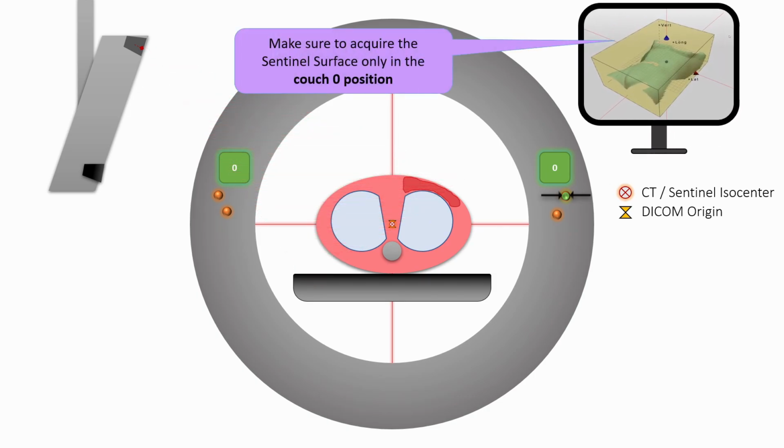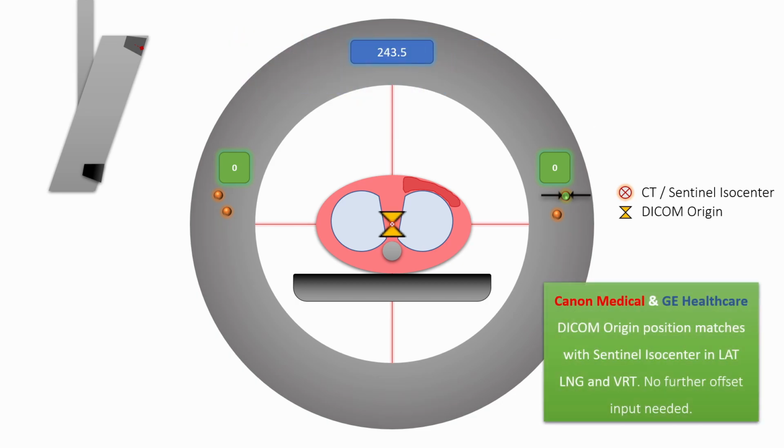And I already mentioned the ways of how CT vendors handle their DICOM origin, but here a short repetition. So again, for GE and Canon CTs, no further option is needed if you select the CT origin option as import offsets and you acquired the Sentinel surface in the zero couch position. For Siemens CTs, you need to compensate the DICOM origin by the vertical couch value.